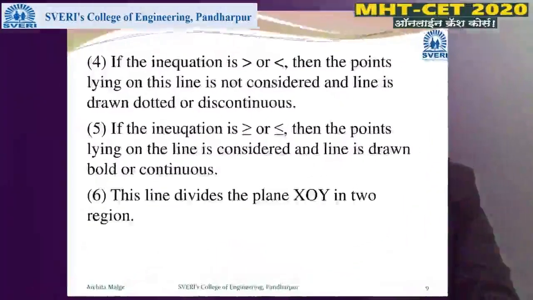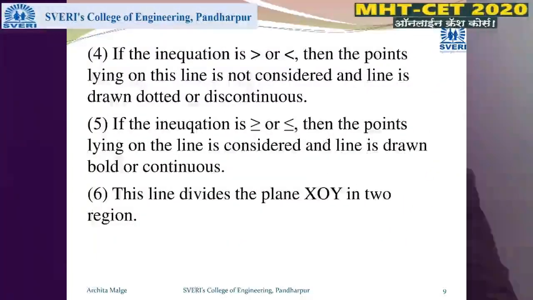The next point: if the inequation is greater than or less than, then the points lying on this line are not considered and the line is drawn dotted or discontinuous. If the inequation is greater than or equal to or less than or equal to, then the points lying on the line are considered and the line is drawn bold or continuous. This line divides the plane XOY into two regions.